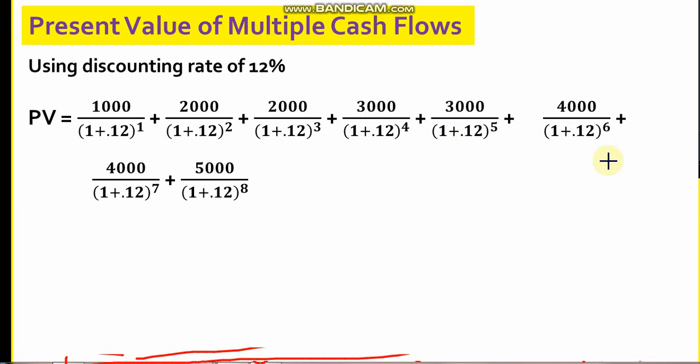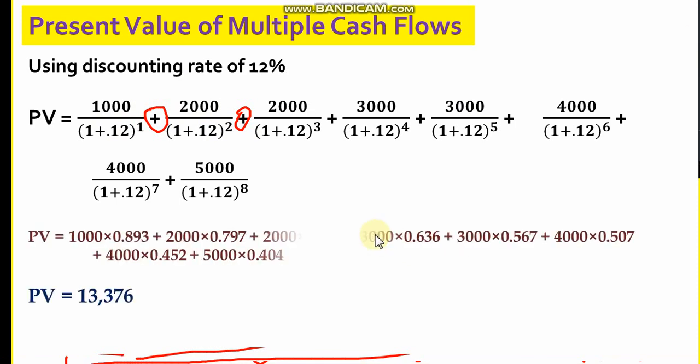In this way I am converting all future values into present value and then I am just adding them up, right? Okay, so this is what I am doing. If I do this calculation, then 1 by 1 plus 0.12 to the power 1, the value is this. 1 by 1 plus 0.12 to the power 2, the value is this, right? This is how we calculate, and if I solve it, the final answer will be 13,376. But a better way to solve this kind of multiple cash flow problem is to use a table.